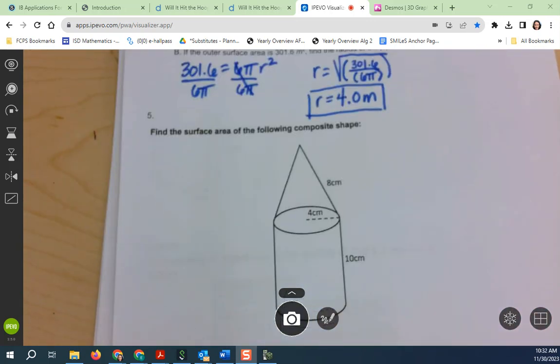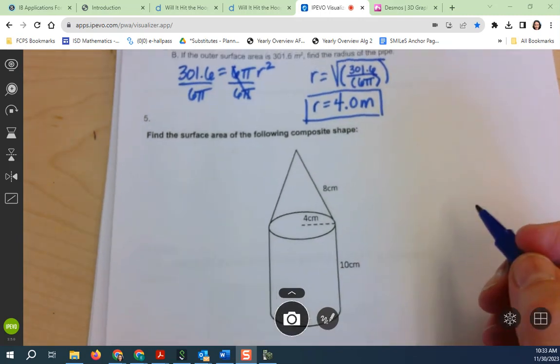The key idea is that anything that's covered up is not included in the surface area. So for the cylinder, we need the side and that one base. For the cone, we need the side of the cone, but not the base because it's stuck on the cylinder there. Imagine you were painting it: the sides you would paint are the ones we include. So we're going to do the area of the cylinder side.